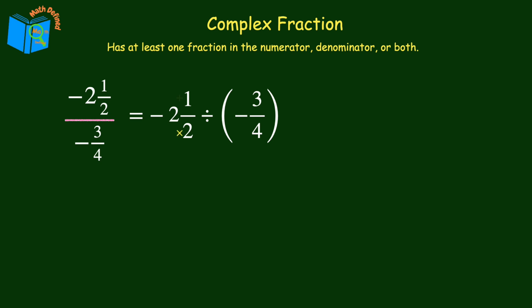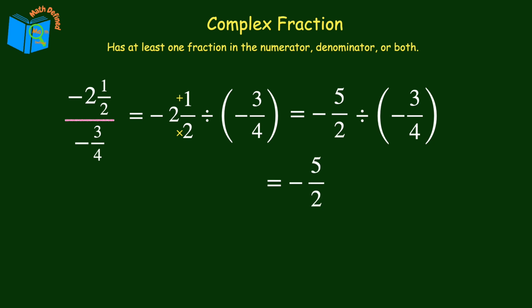First, we need to convert the mixed number into the improper fraction, negative 5/2. And we'll bring over the divide by negative 3/4. Remember, dividing by a fraction is the same as multiplying by the reciprocal of that fraction. So we'll bring down the first fraction, negative 5/2, and then change the division sign to a multiplication sign and take the reciprocal of the second fraction, resulting in negative 4/3.